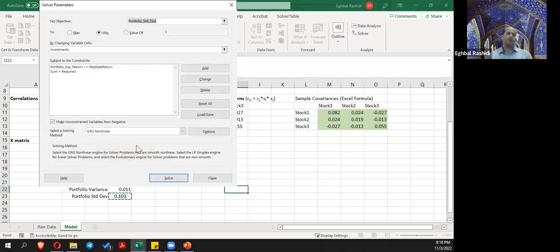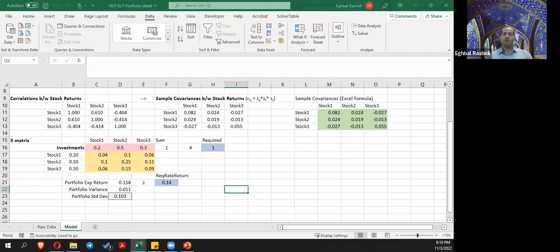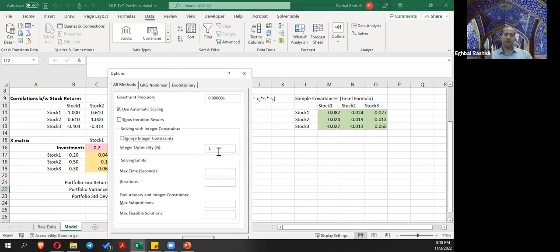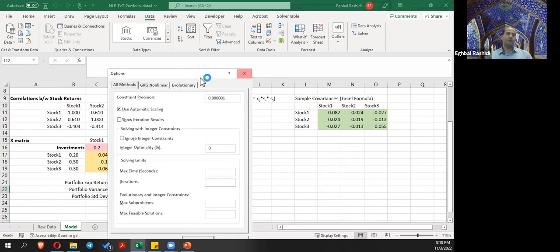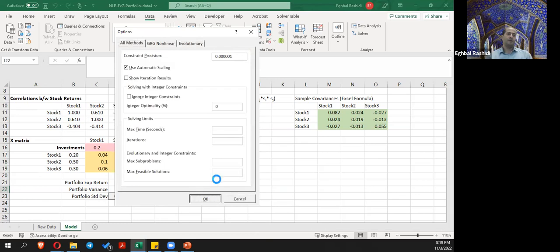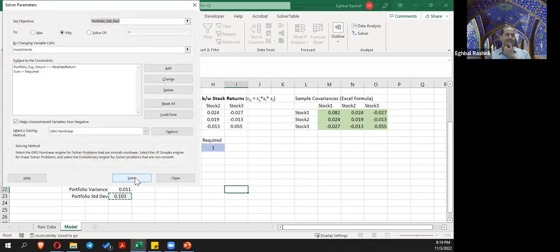Right. So why is this a nonlinear programming problem? Because we use the standard deviation and covariance. Everything was nonlinear. We can have negative investment, so this has to be picked up. And I'm going to go to the solver. I want to find the optimal solution. So this is going to be 0%. I'm not going to do multi-start, so let's go ahead and run this. So GRG Nonlinear.